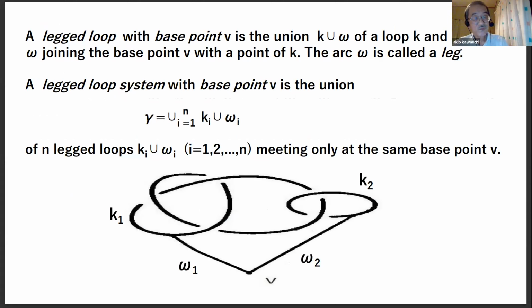A wrect group with base point V is a union of K and omega, of a knot K and an arc omega joining the base point V and a point of K. The arc omega is called a wrect. A wrect loop system with base point V, called gamma, is a union of n wrect loops Ki union omega i, meeting only at the same base point V. This picture is an example of such a system.